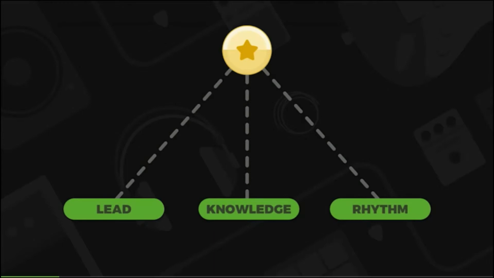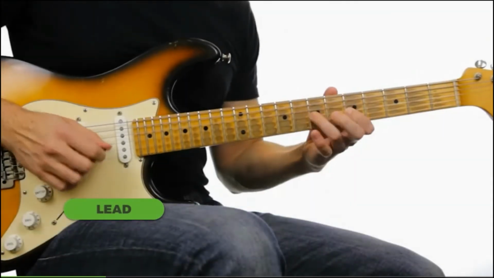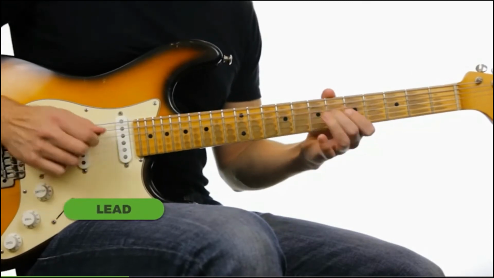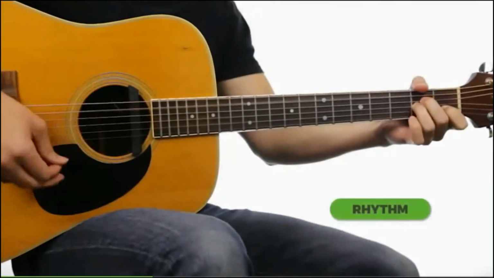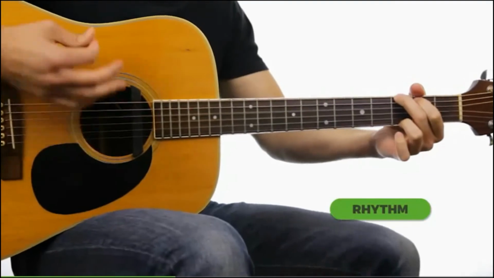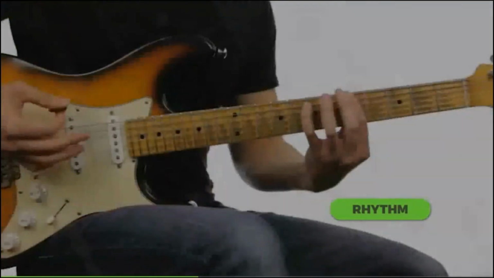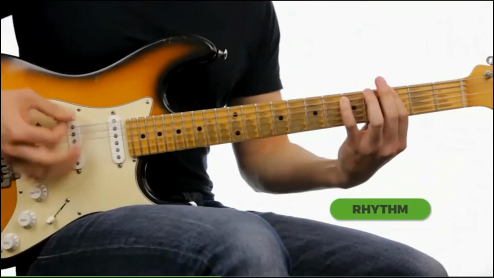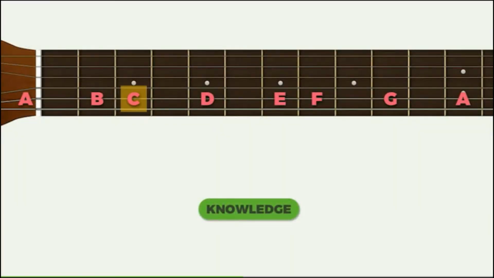Of playing the guitar. Now you've got three paths to continue with. In the lead path, you'll take center stage playing melodies and solos. In the rhythm path, you'll play the backbone of songs with chords and riffs. In the knowledge path, you'll put it all together, learning how music works.